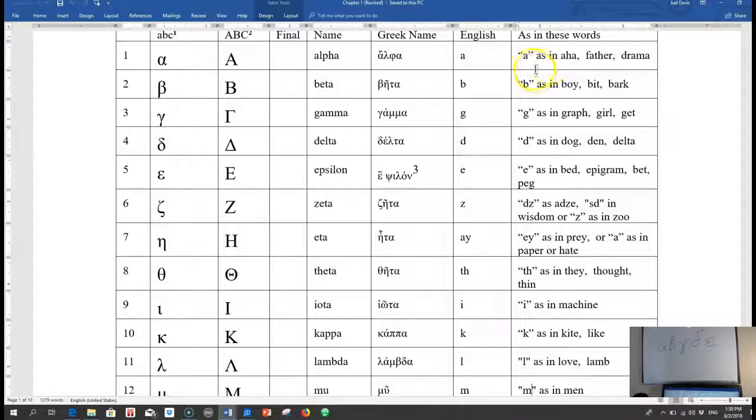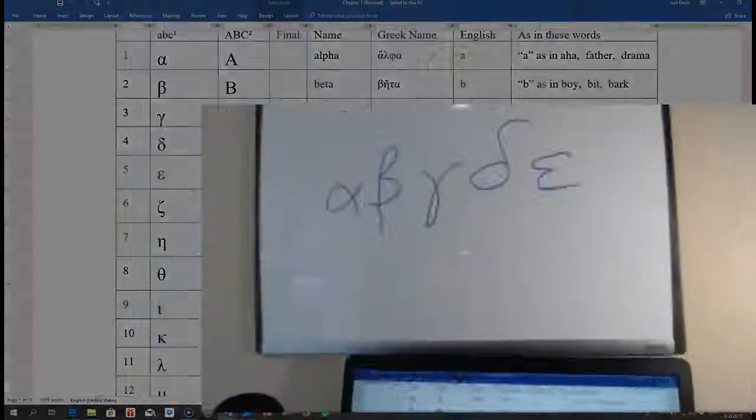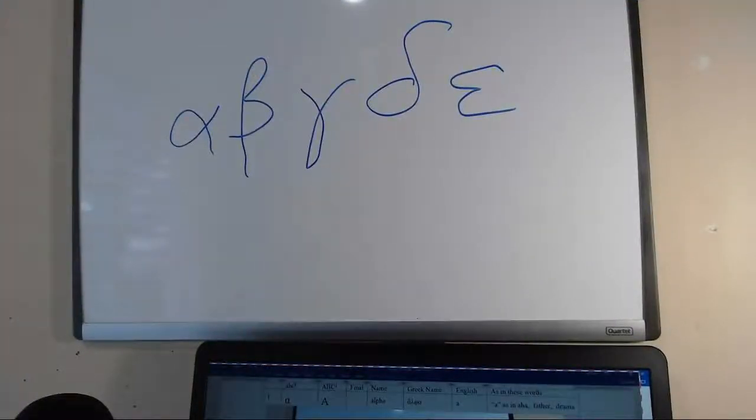So A is in aha, B is in boy, G is in graph, girl, get, it's that hard G. Delta, D is in dog. Epsilon is the small E sound, as in bed. So alpha, beta, gamma, delta, epsilon. So you want to get where you can say it like that: alpha, beta, gamma, delta, epsilon.